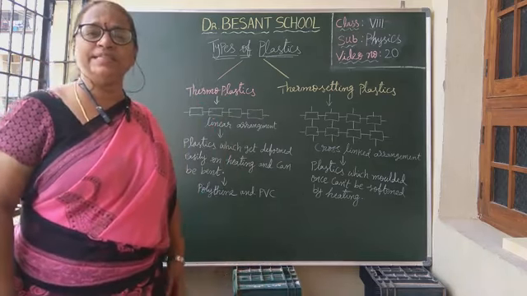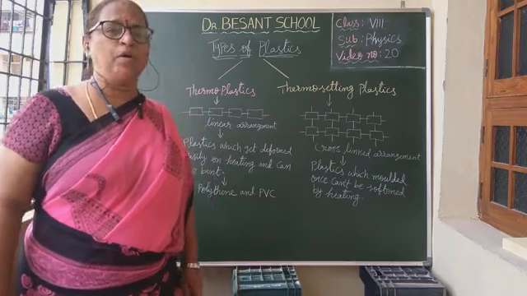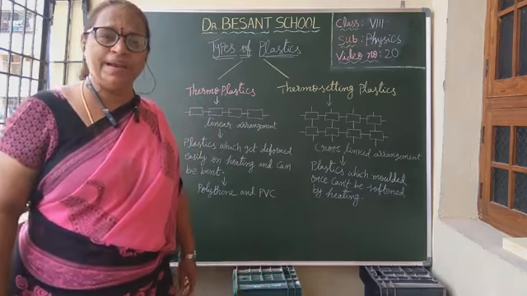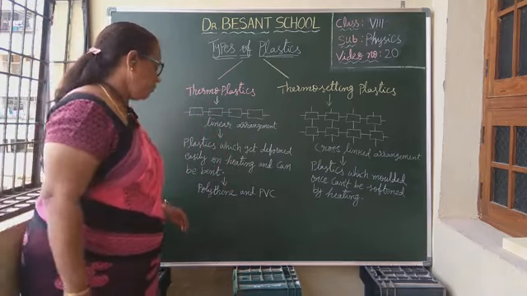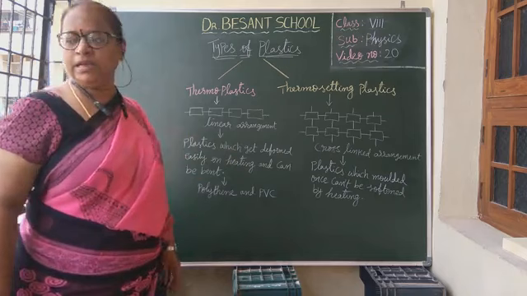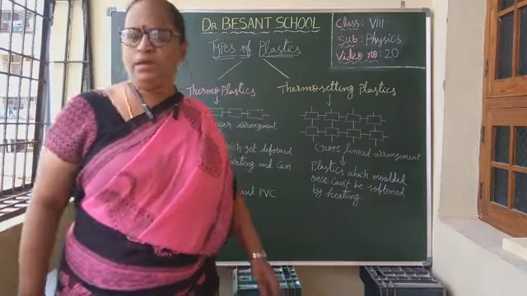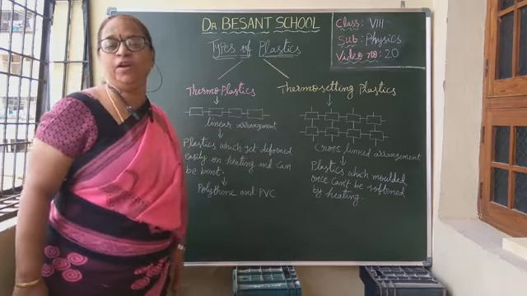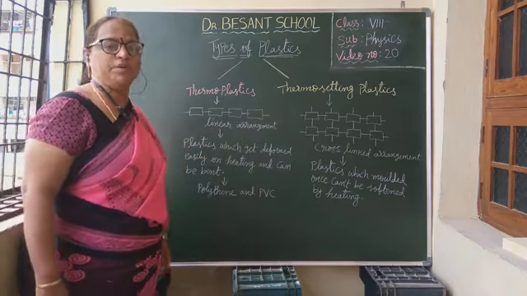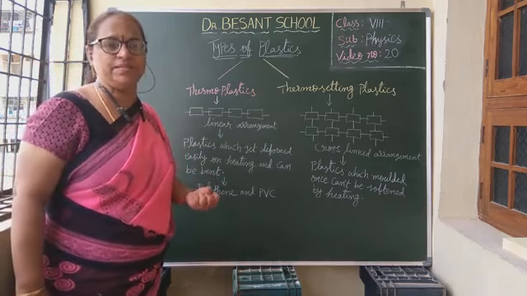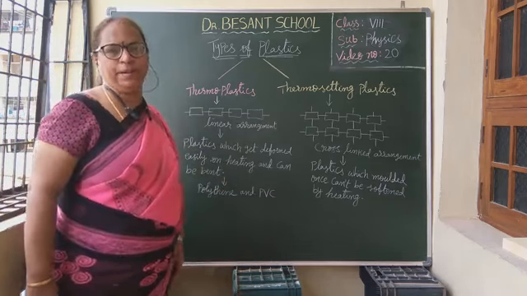Why can they bend easily? Once they are molded, again they can be softened and they can bend easily. They can bend easily because of their linear arrangement of monomers. Monomers are arranged in a line. That arrangement is a weak arrangement, so easily they can get bent.